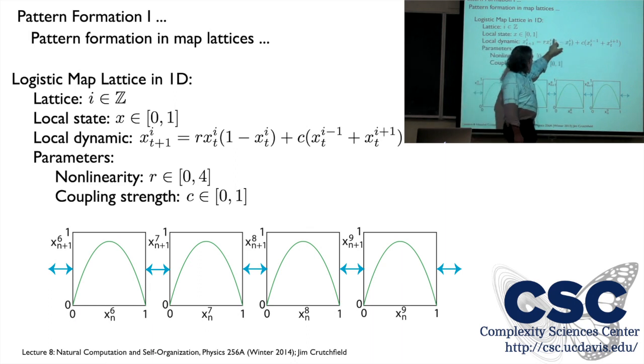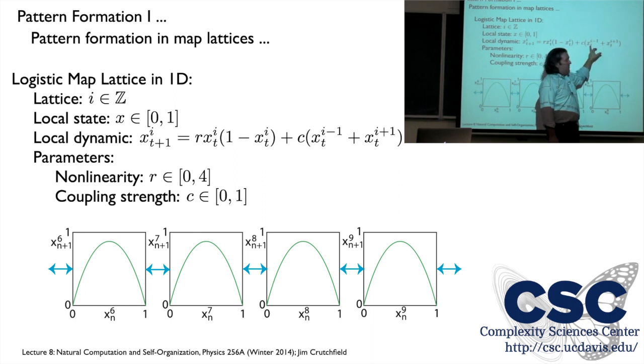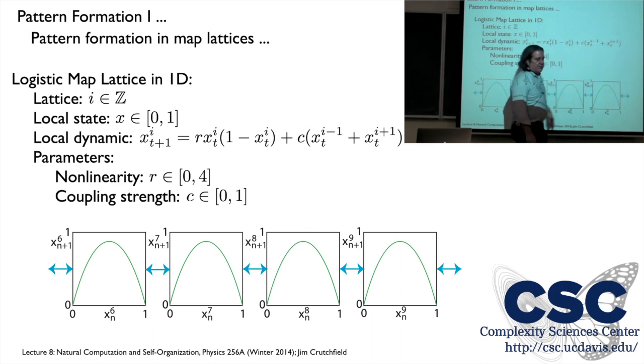logistic maps. So at every site i, we have the familiar quadratic function r times x times 1 minus x. And what I'm going to do here is just look at the value of the site to the left and right, essentially take the average, and then there'll be a parameter, c, that gives the coupling strength, how much the neighboring sites perturb the center site you're interested in.